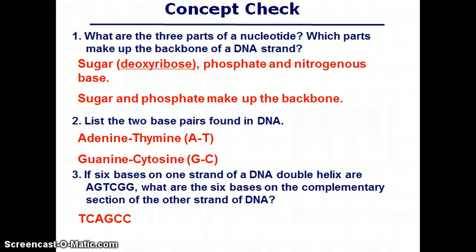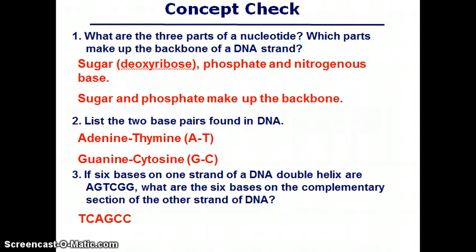Okay, what are the 3 parts of a nucleotide, and which parts make up the backbone of a DNA strand? Well, you've got the sugar and the phosphate and the nitrogenous base. The sugar and the phosphate are the parts that make up the backbone. List the 2 base pairs found in DNA: A and T, G and C.